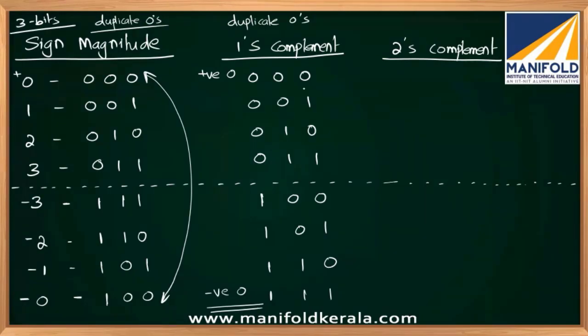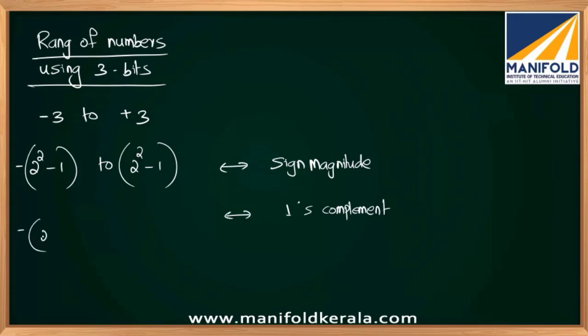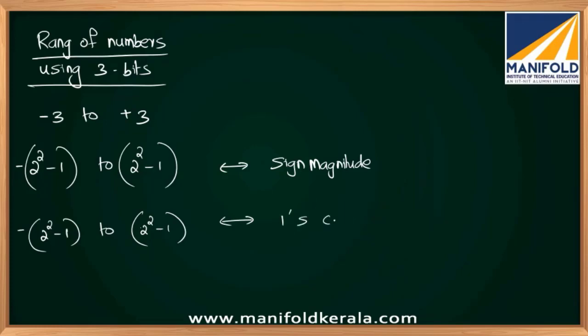Now, what are the numbers you can actually represent here? In ones complement format, what is the range of numbers you can represent? It is still negative 3 to plus 3, that is, negative (2^2 minus 1) to plus (2^2 minus 1). That is the range of numbers you can represent in ones complement format also. So just remember this range also. I'll give you a general expression for that range.